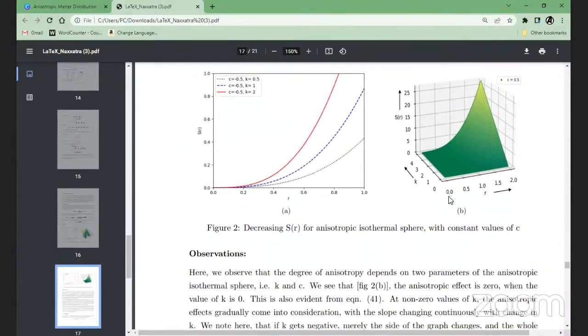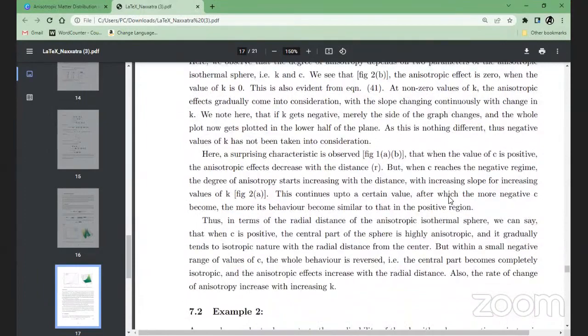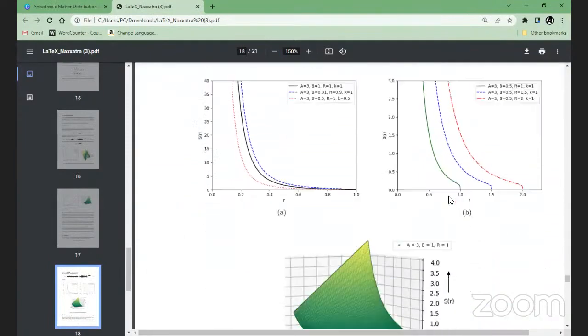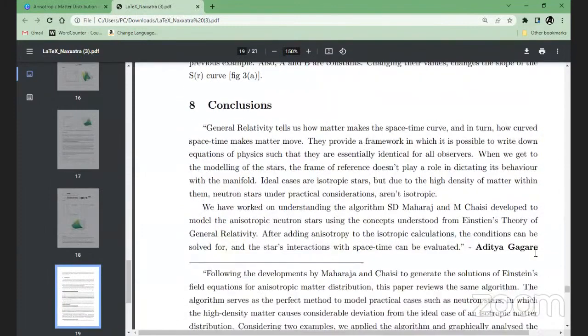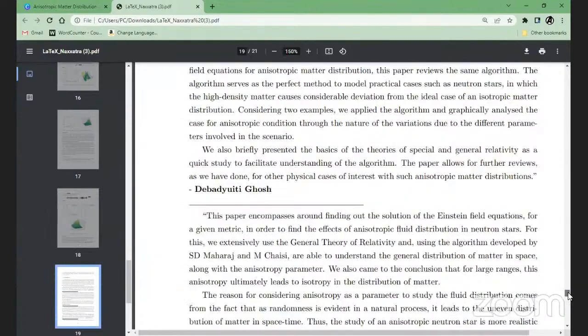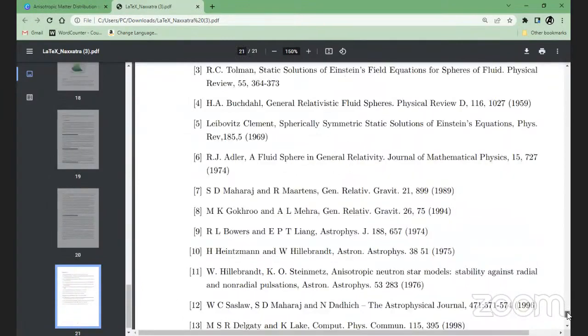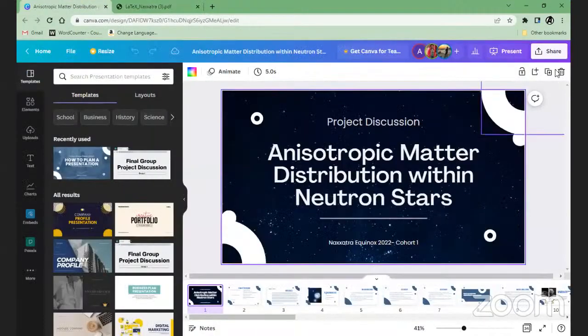And onto the graphical analysis part, what Mainak just displayed, the explanations to the observations that were evident to us in this entire project are mentioned here as well. And onto the references. The references can also be found in the chat box that Mainak just gave. The two most important references, like I mentioned, the paper by S.D. Maharaj and M. Chaisi, and the conference paper by Dr. Pandya.